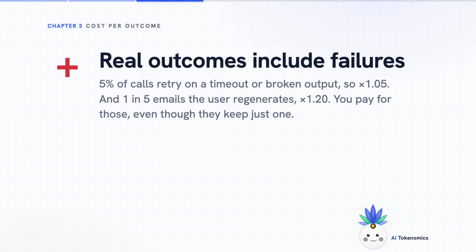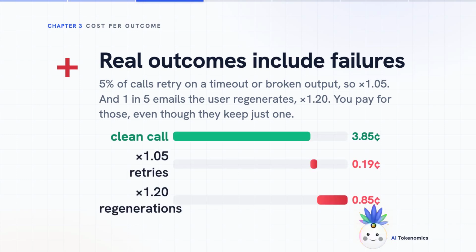But that's the happy path, and the happy path is a fantasy. A real outcome includes the failures too. 5% of calls retry on a timeout or broken output, so you multiply by 1.05. And 1 in 5 emails, the user hits regenerate because the first draft missed. That's a real cost of the outcome, even though the user only kept one email.